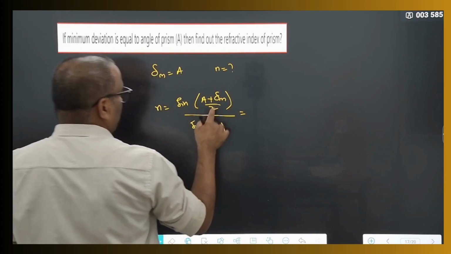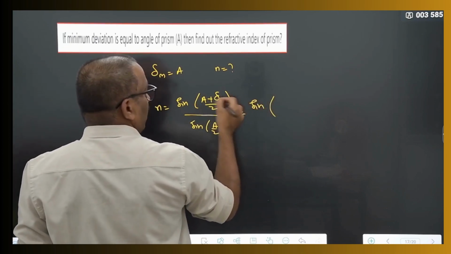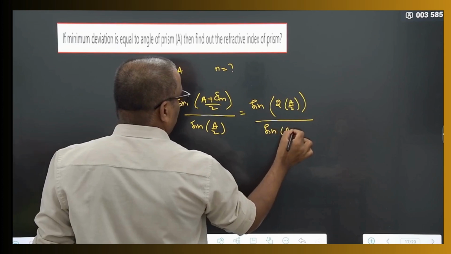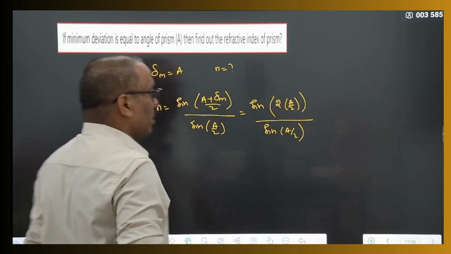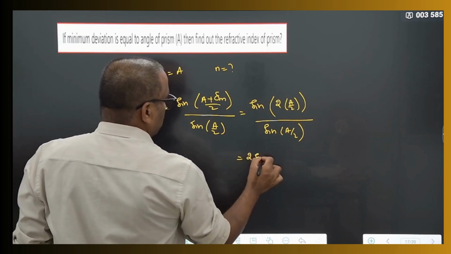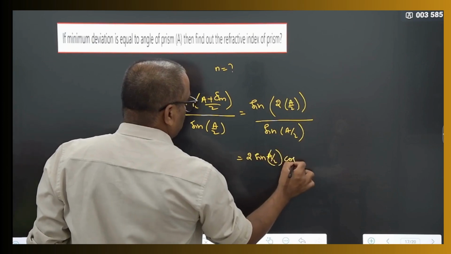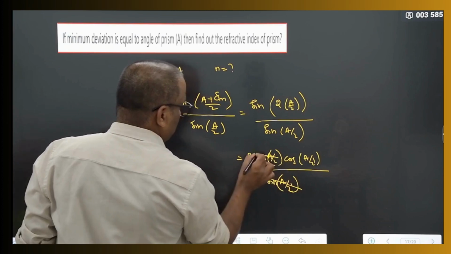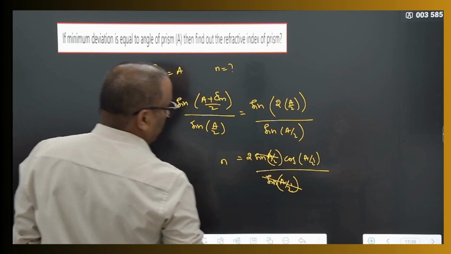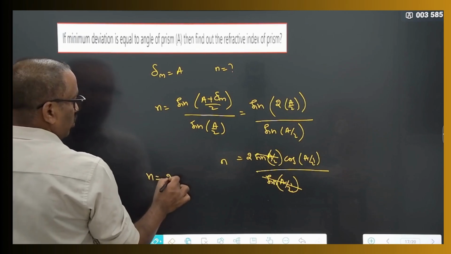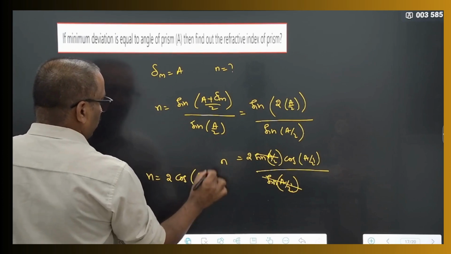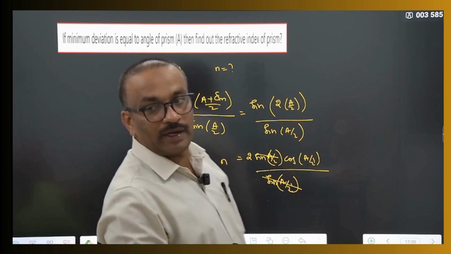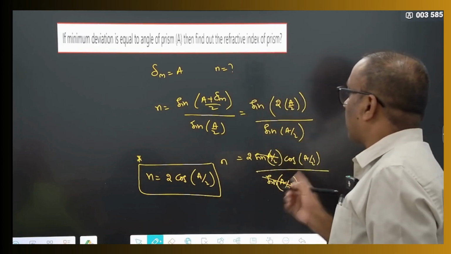Clear? So what can you write now? Sine of, so A and A, therefore 2 into A by 2, divided by sine of A by 2. Just now I discussed sine of 2 theta, therefore it will be equal to 2 sine of A by 2 into cos of A by 2, divided by sine of A by 2. This will get cancelled out. So n is equal to 2 into cos of A by 2, which will be your refractive index in terms of the angle of prism.